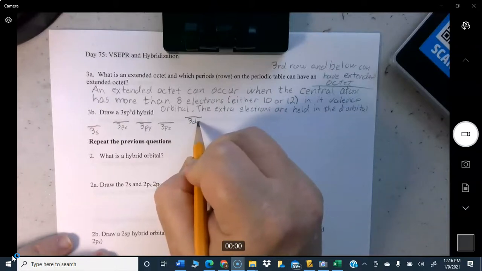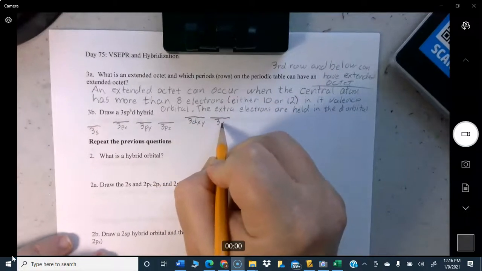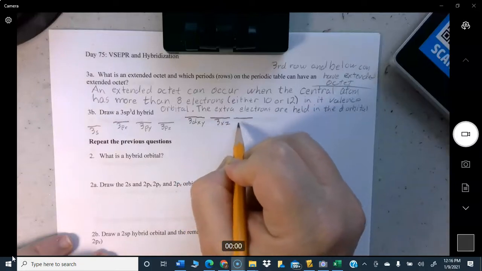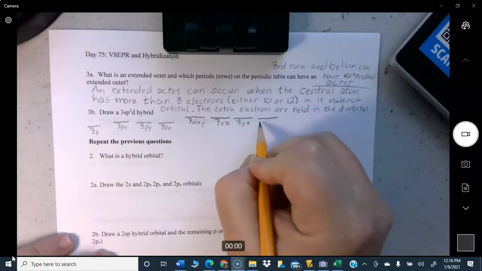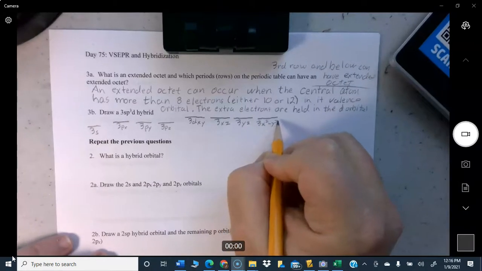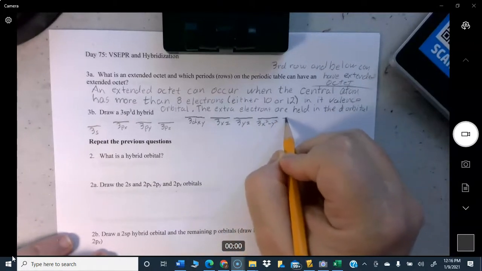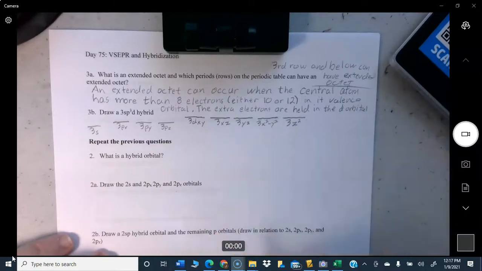And these funny labeling letters are xy, xz, yz, x squared minus y squared. No math involved. It's just a name that for some reason they gave it. And then 3z squared. Okay.